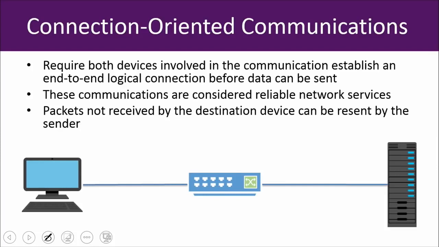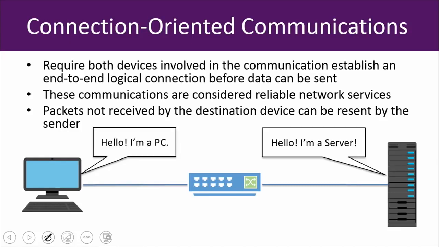Connection-oriented communications require that both devices involved in communication establish a logical connection. So it's like, hello, I'm a PC. Hello, I'm a server. All right, so they establish communication. This is considered a reliable network service, because if you have established communication, like two people in person, you would know who the other person is, and all of a sudden they become more reliable.